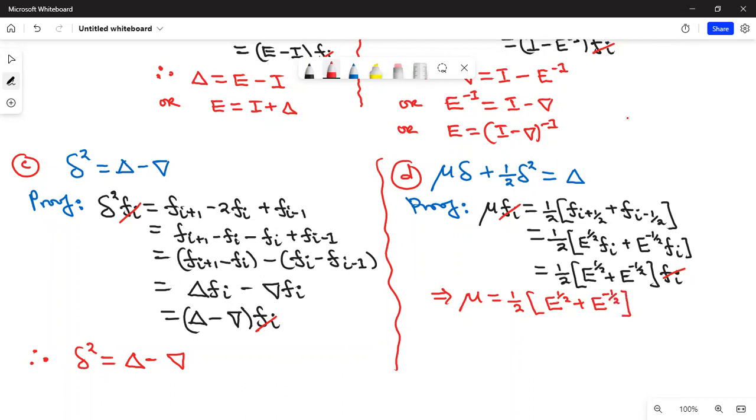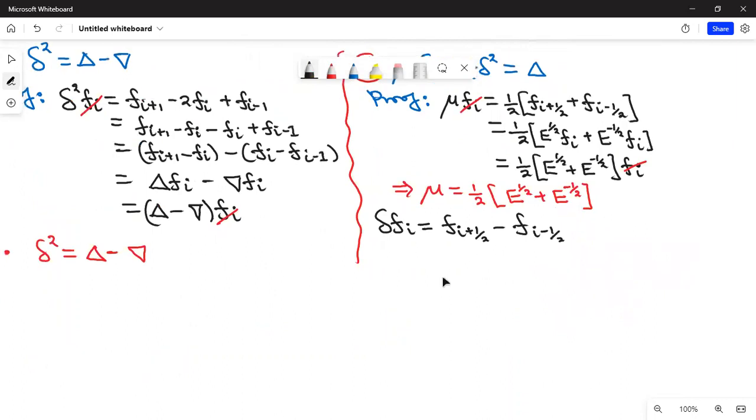Let's also get the relation for delta in terms of the shift operator. So also we know that delta operating on Fi is the same as Fi plus 1/2 minus Fi minus 1/2. So this you can also write in terms of the shift operator.